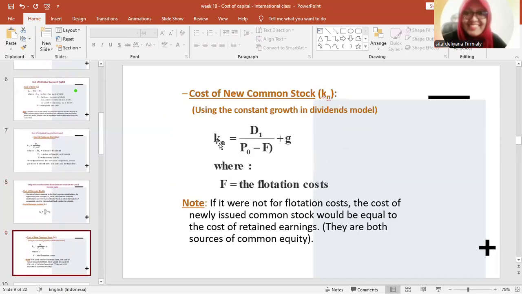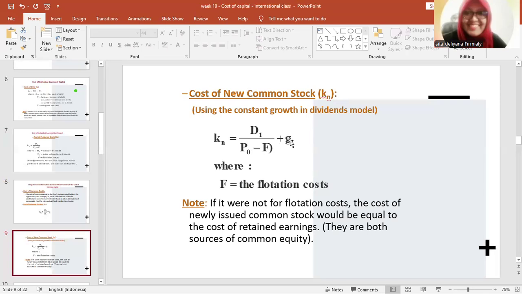Okay, now how about the cost of a new common stock? If the company decides to finance its operational activities by using an IPO, that means we need to calculate the cost of a new common stock. How can we calculate it? By using the constant growth dividend model. The formula is like this: the dividend at the end of year one divided by the price of the stock minus the flotation cost, plus the growth.